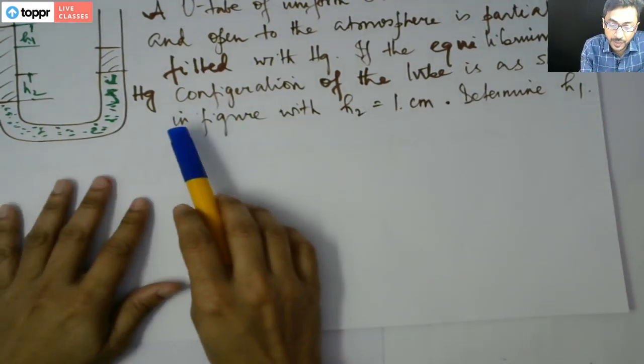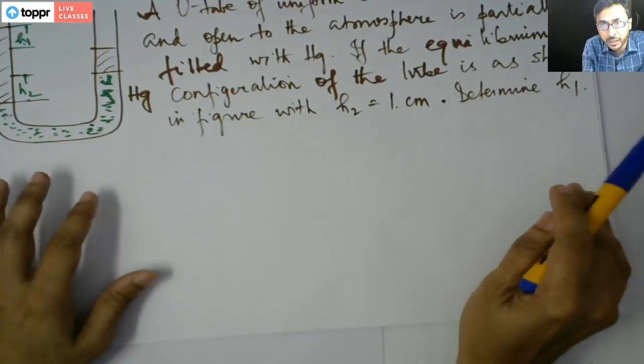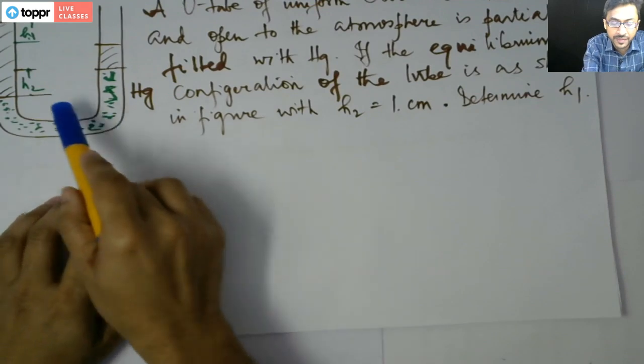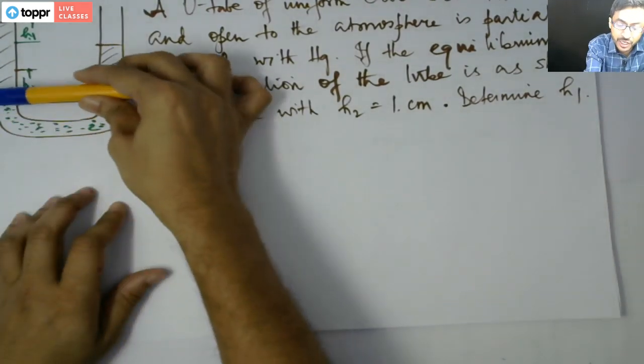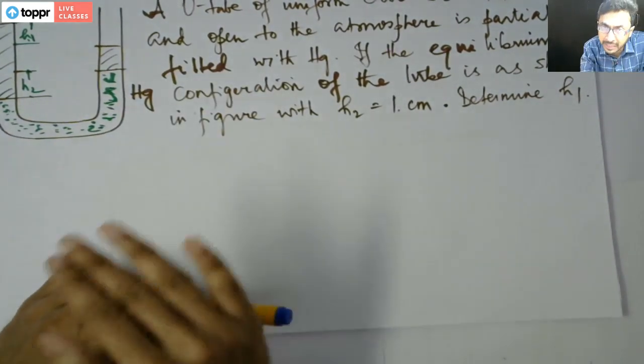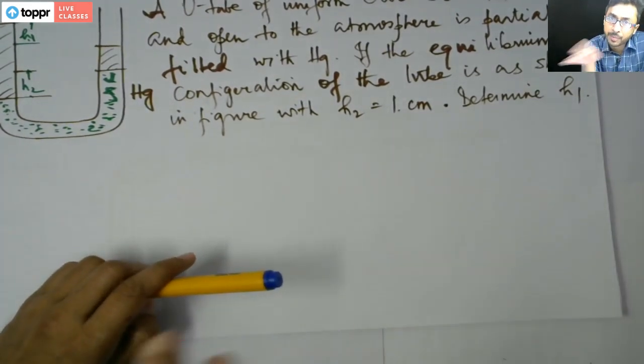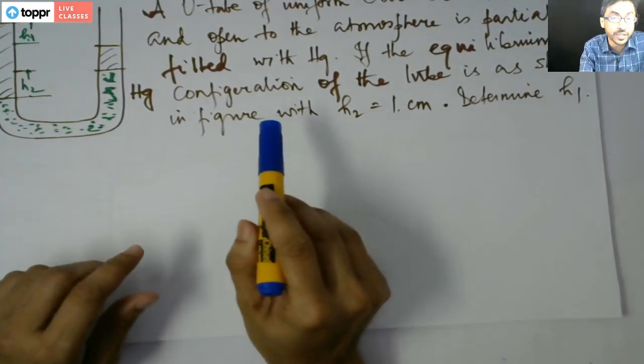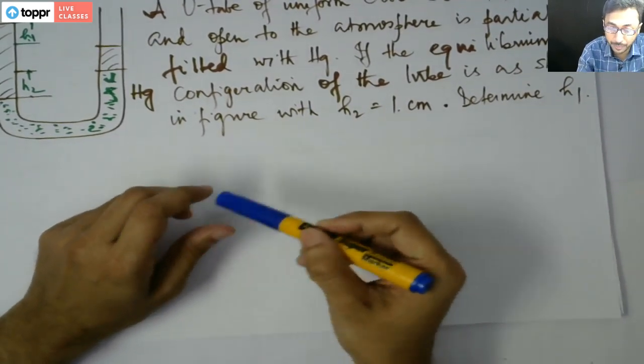Let us see. The first question is a very interesting question. We have said that for a liquid at a particular level, the pressure is the same. So we are using that concept, and let us see it in a problem.